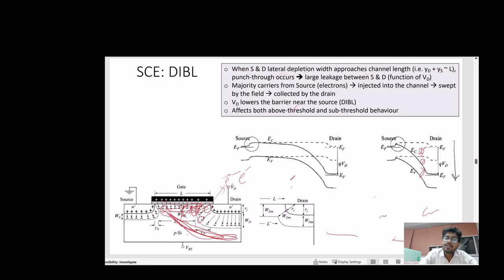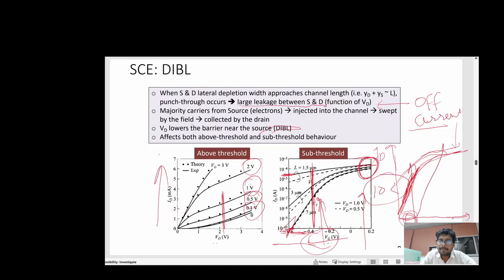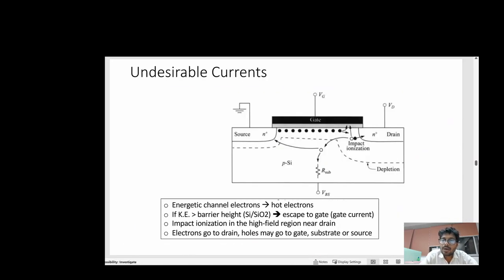Because of that, there will be impact ionization. You are ionizing the atoms with the impact of the electrons. That is the impact ionization. So you are generating electrons and they will contribute to the current.